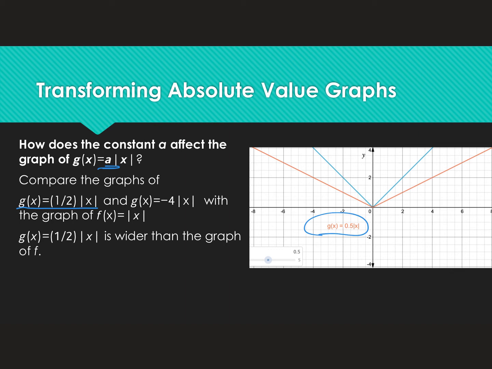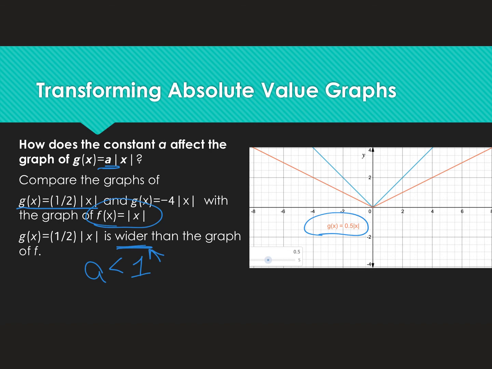So you'll notice g(x) = 1/2 |x| is wider than the graph of f. f is our parent function, f(x) equals the absolute value of x. So when a is less than 1, it looks like it gets wider.